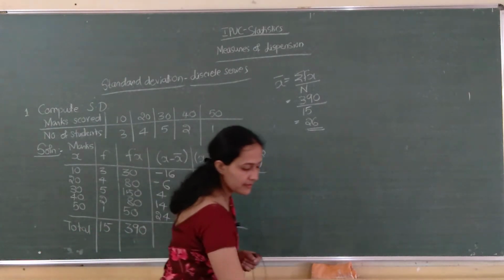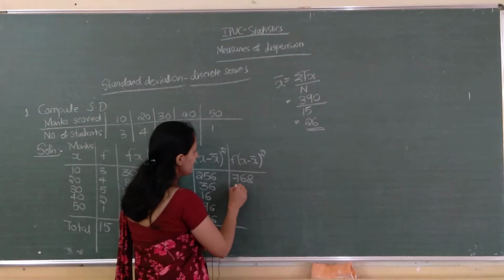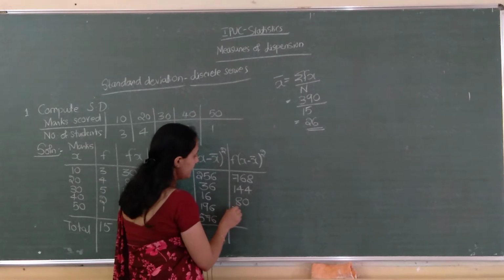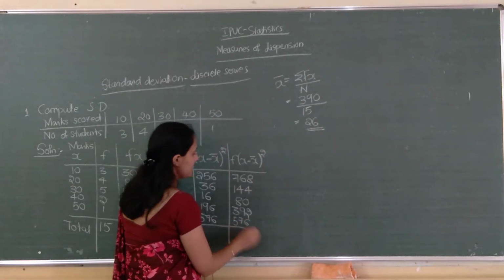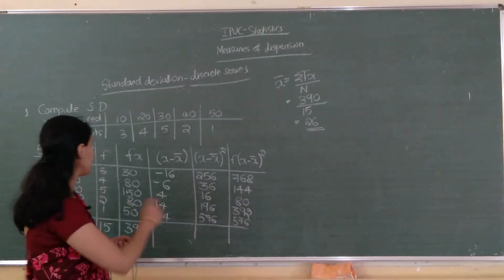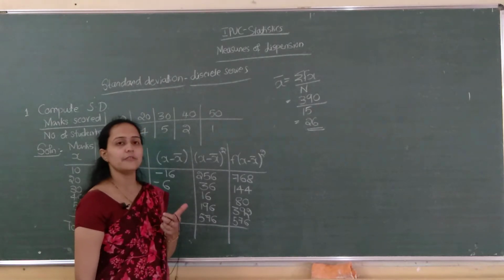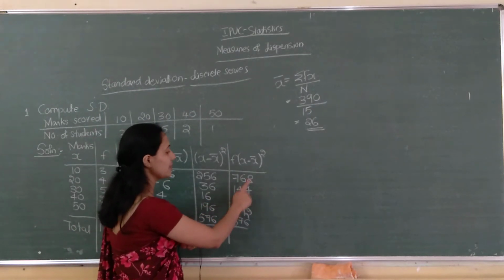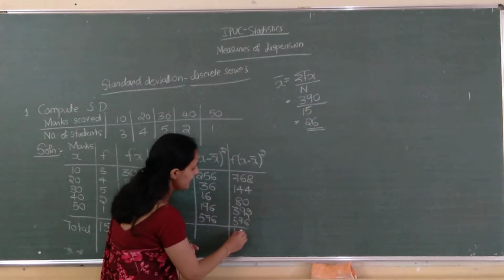I will write the answers. 768, second one 144, third one 80, next 392, next 576. Clear? Sigma f into x minus x bar the whole square means second column into this column. Last, we have to compute the total of f into x minus x bar the whole square. Its total is 768 plus 144 plus 80 plus 392 plus 576, total is 1960.